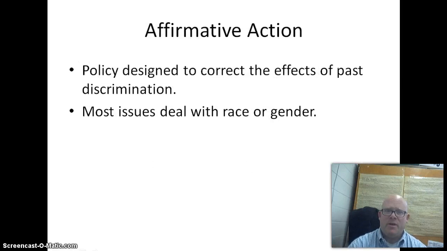Finally, when we talk about civil rights, we have affirmative action. Affirmative action is the idea where we're basically going to correct the effects or impact of past discrimination on different races, on women, on the handicapped, and we're going to try to make up for it. Most of the time when we're trying to make up for these past abuses, it's going to deal with issues of race or gender. A lot of the time when we talk about affirmative action, we're talking about job access, and more importantly, we're talking about education, schools, and university admission.